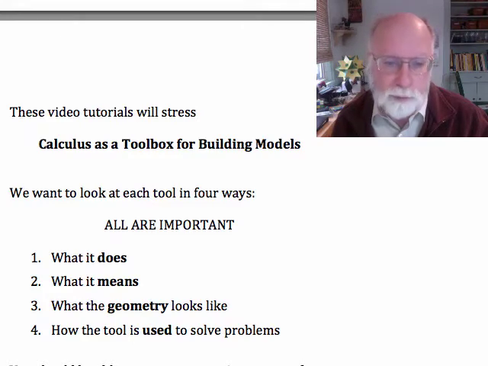These 4 different pedagogical aspects of each question are ones which you should be thinking about as well, and you should be able to write a short paragraph about each of the topics that we consider, and that includes 4 sentences that address these 4 different issues. What it does, what it means, what it looks like, what it's used for.